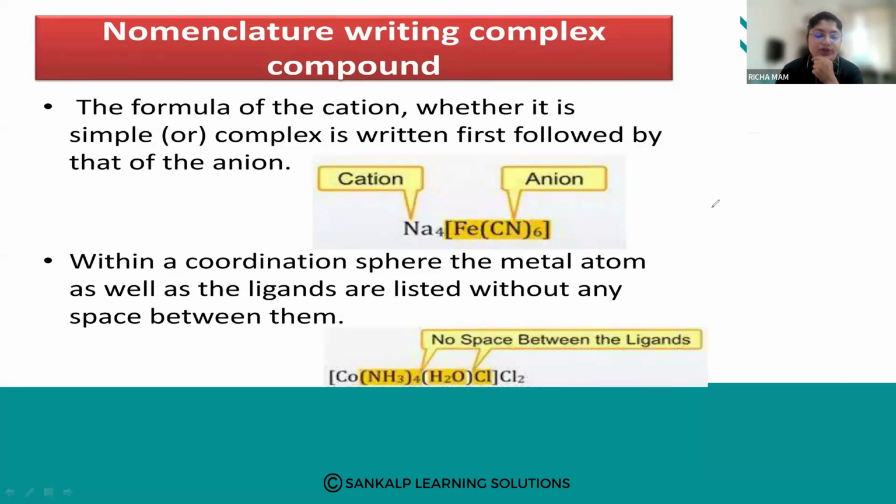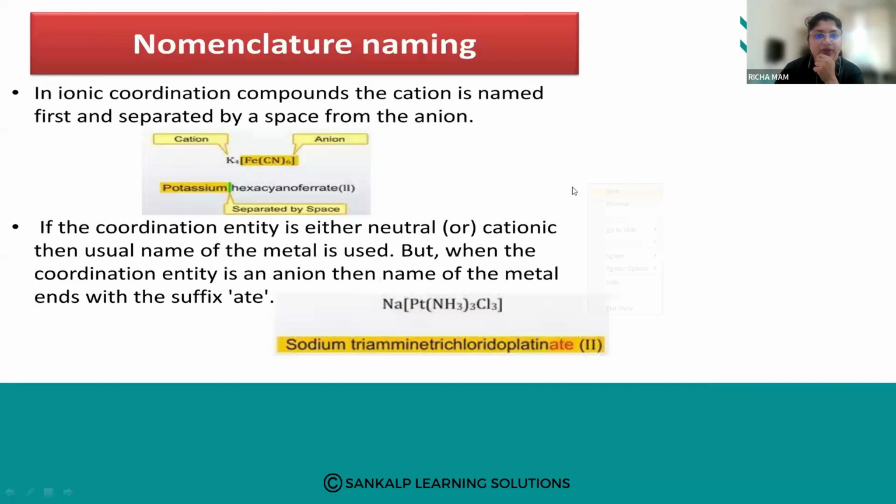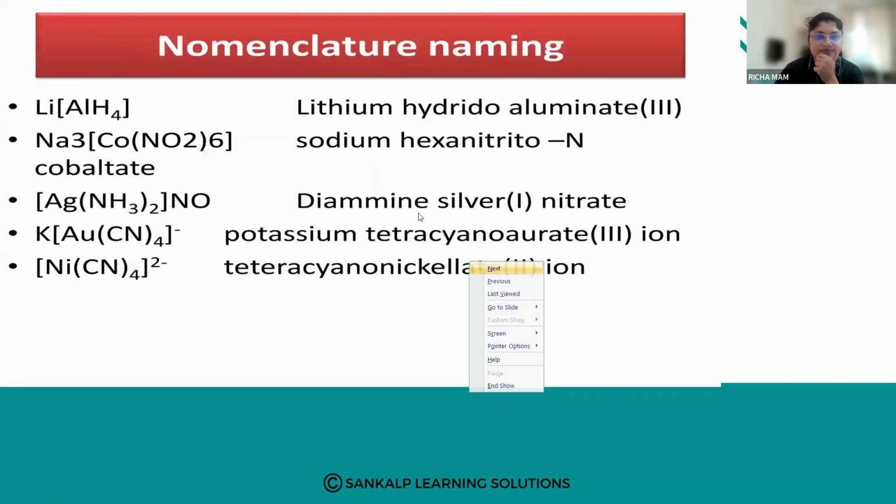Next is naming of ligands. How to name the ligands? If you have more than one type of ligand, then you have to follow alphabetical order. We have seen how to name the anionic ligands and how to name the neutral ligands. In the last class, I gave you these names. So let us see the next one.